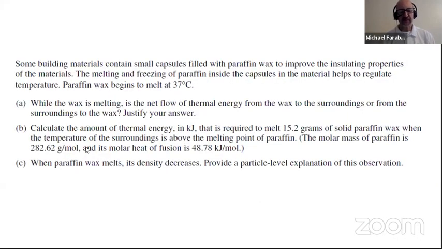Here is an AP practice problem that is relevant to today's lesson. Some building materials contain small capsules filled with paraffin wax to improve the insulating properties of the materials. The melting and freezing of paraffin inside the capsules in the material helps to regulate temperature. Paraffin wax begins to melt at 37 degrees Celsius.